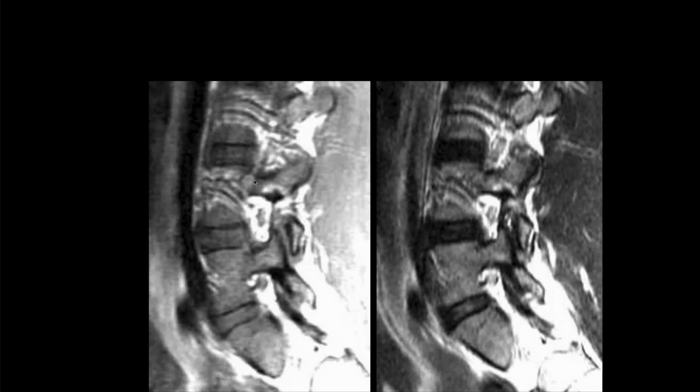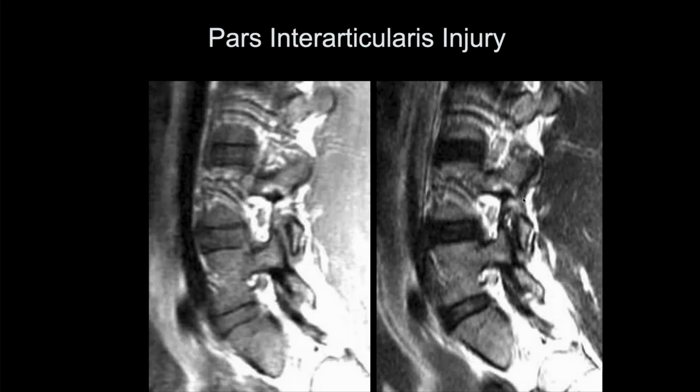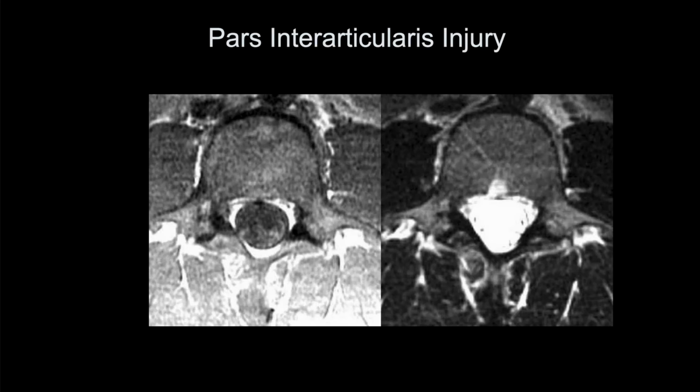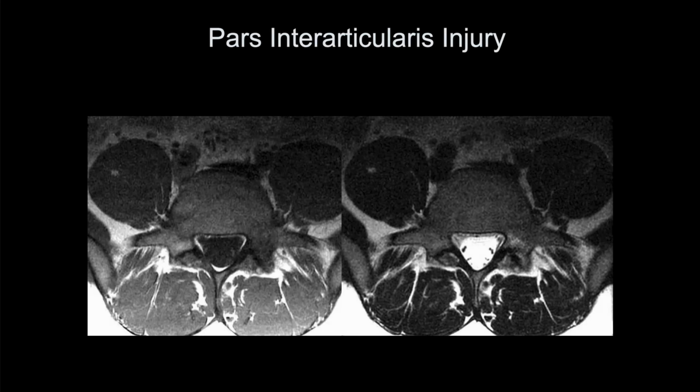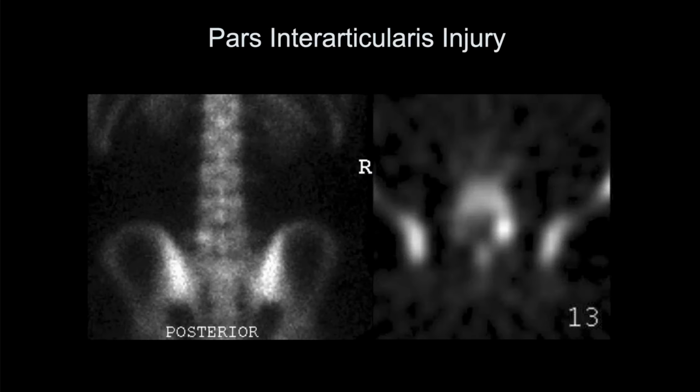Okay, yeah, so there's some increased signal in the posterior elements there at the facet joint. No, that's pars, yeah. So here's another pars defect. And then, yeah, bilateral.